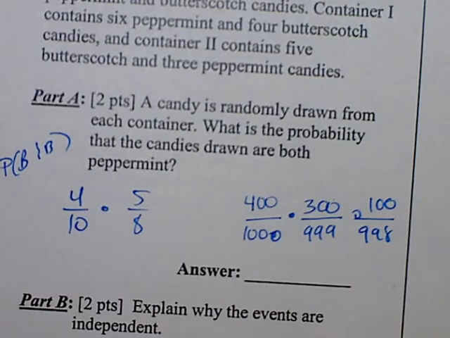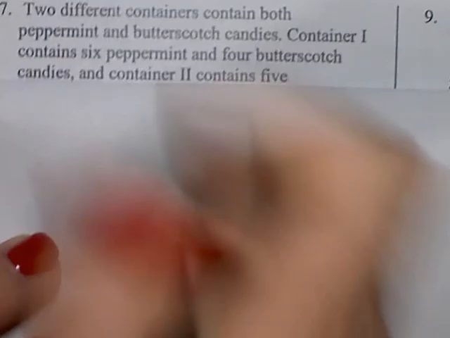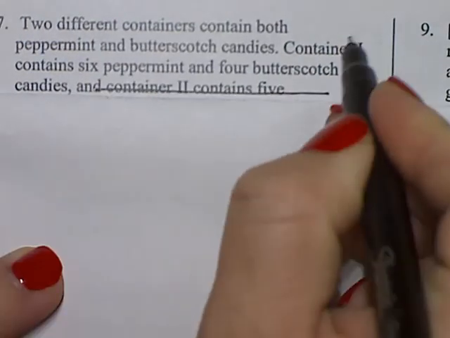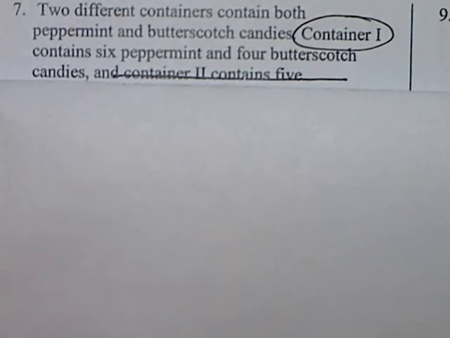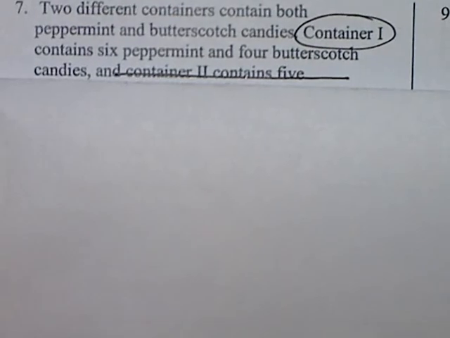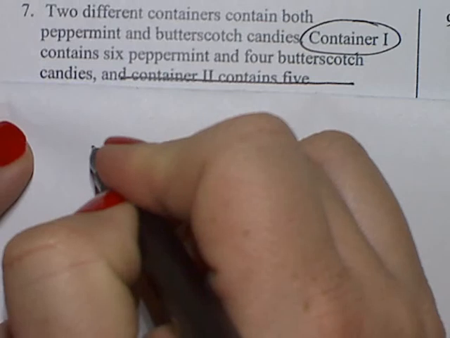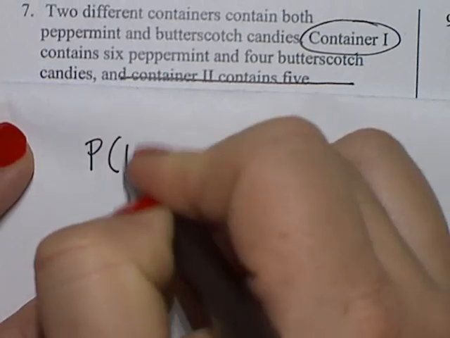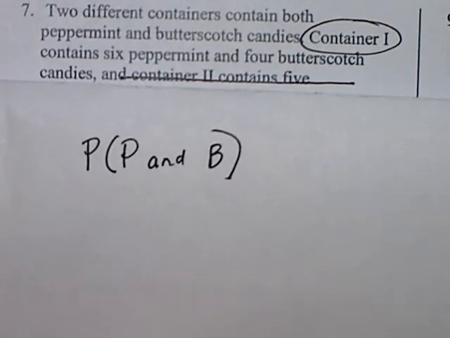But now let's say that we only have one container. So this time we only have one container, and I'm just going to go over the top of this, and let's say that this container is the one described as the first container, okay? So you have one container. In that container is, how many? 6 peppermint and 4 butterscotch. So here's my question for you. What is the probability of choosing a peppermint and a butterscotch when you do not replace the first one?